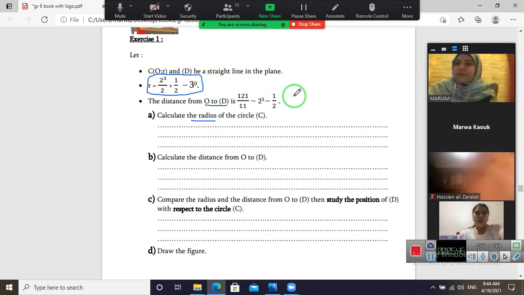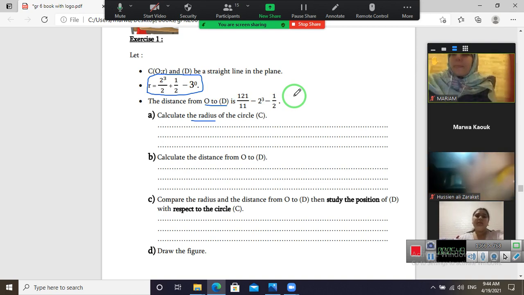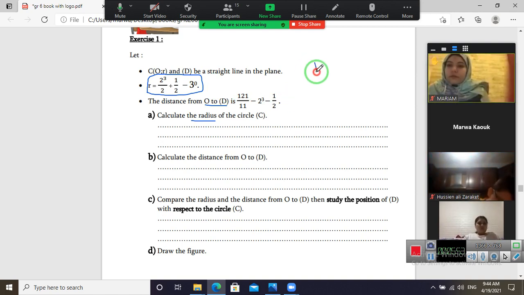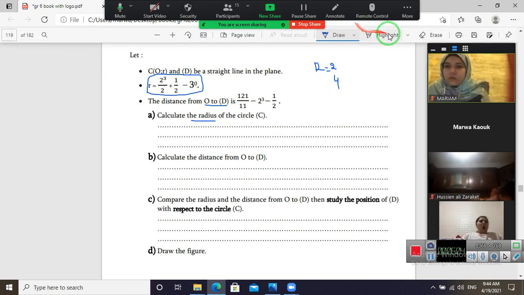Here the distance is not a value. I'm not giving the value. I didn't say that the radius is equal to 2 centimeters and the distance is, for example, 4 centimeters. What is the respective position? Now I'm giving you the distance and the radius as a fraction and as another operation. You should solve them to compare the distance to the radius.